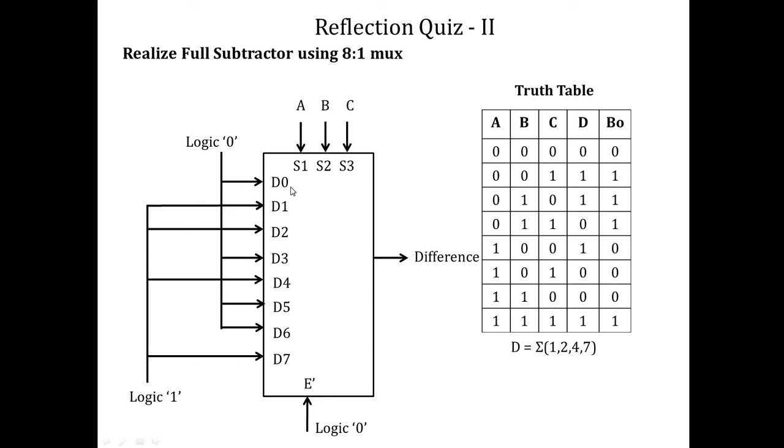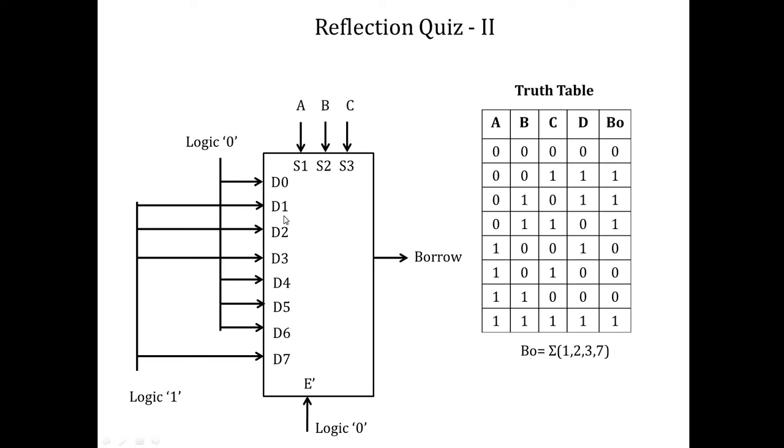The truth table for the full subtractor using 8:1 multiplexer is where difference is enabled for 1, 2, 4 and 7, and borrow is enabled for 1, 2, 3 as well as 7. So the circuit will be based on the difference value, that is, 1, 2, 4, 7 is enabled. So the difference circuit is like this. In this case, D1, D2, D4 and D7 are connected to logical 1, and D0, D3, D5, D6 are connected to logical 0.